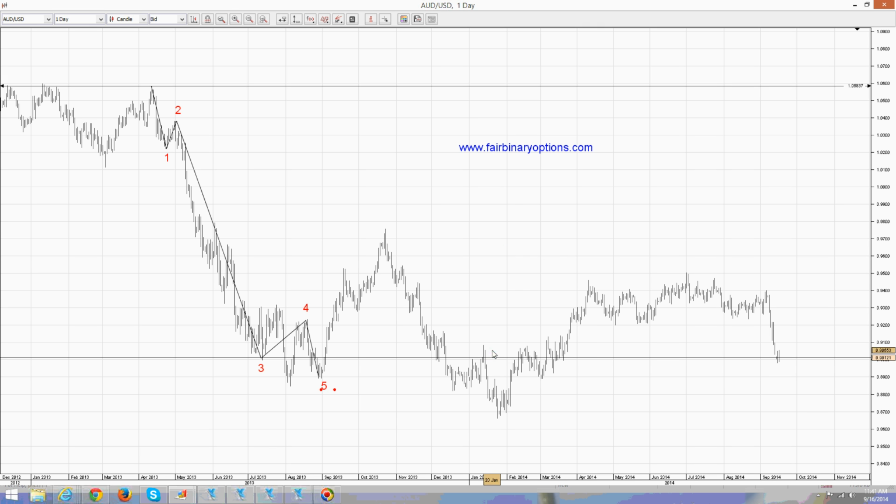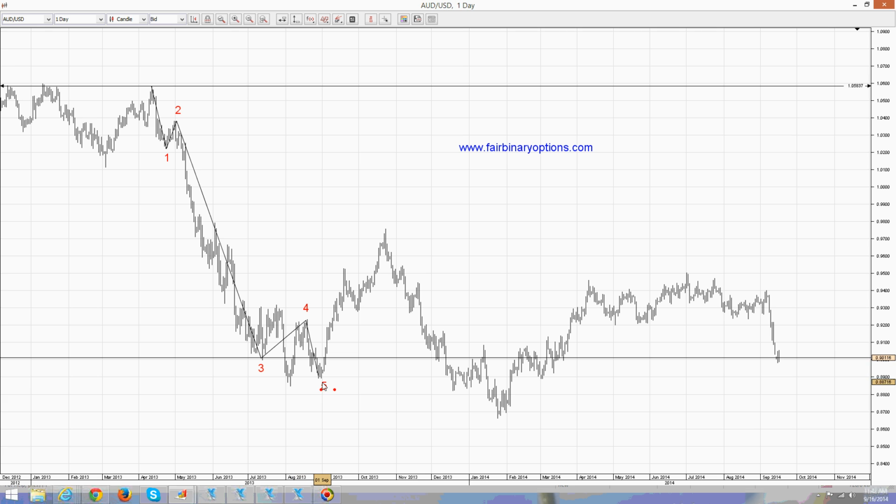From this moment of time, what we have on the right side can only be either a contracting triangle, part of a zigzag, or a classical flat A, B, C. If this would be a flat, then this should be an impulsive move, or a terminal impulsive move. Well, it's not. And if it is not, then the path of least resistance is to look for a triangular formation for the B wave.